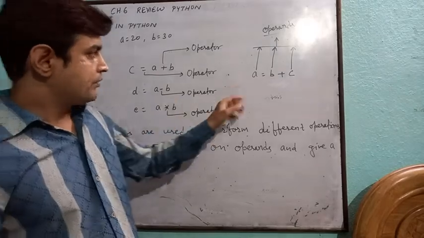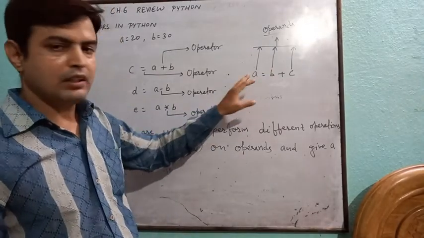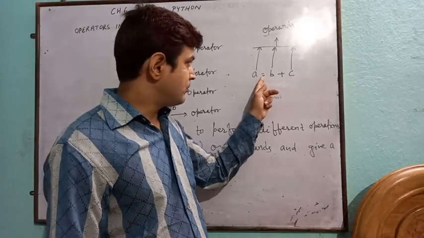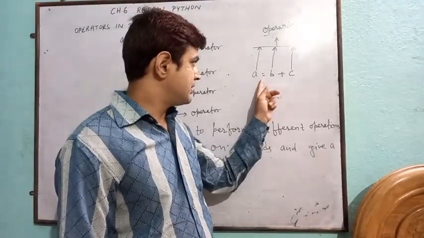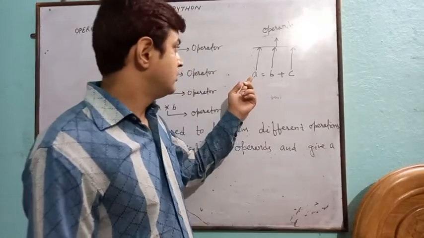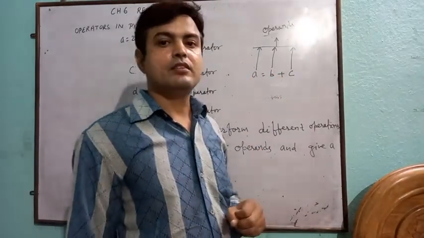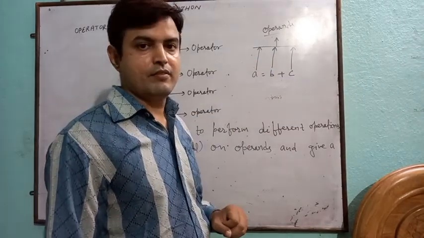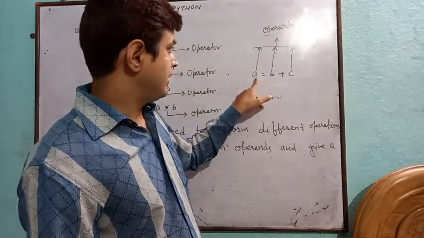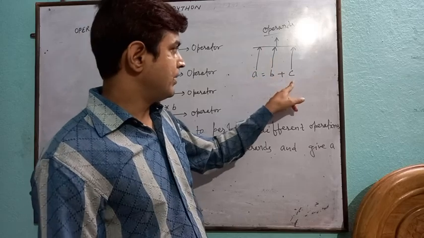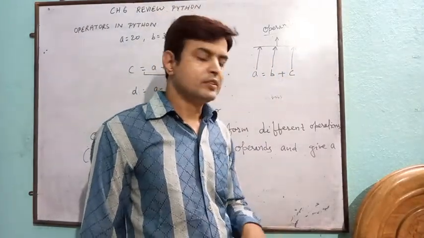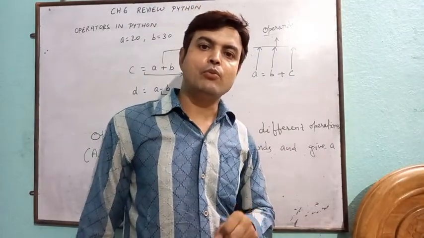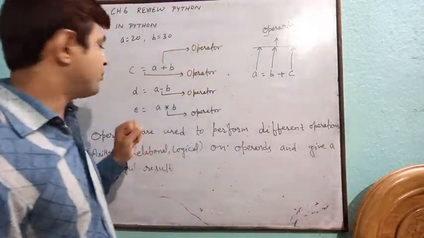Now consider this expression. Here it is clear that equal to and plus are operators. Then what are a, b and c called? These are the operands. Here a is an operand, b is an operand, and c is an operand. Now, after this discussion, we may conclude the definition of operators.